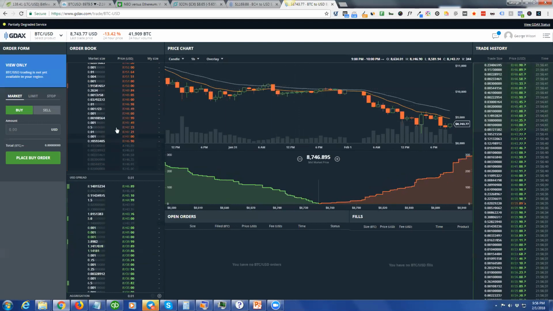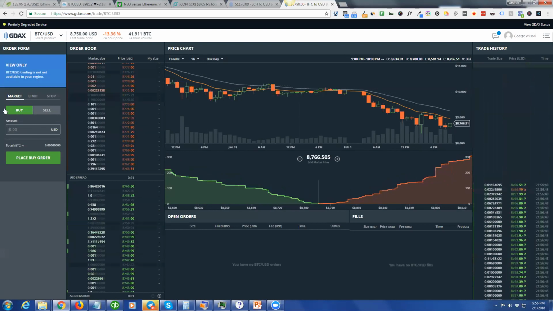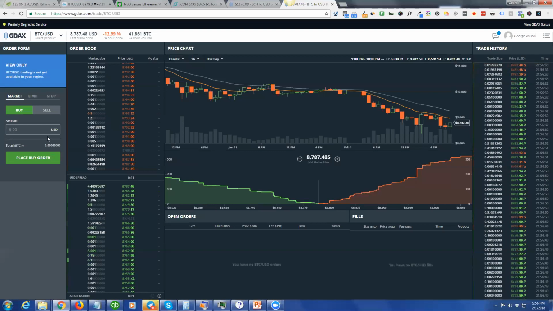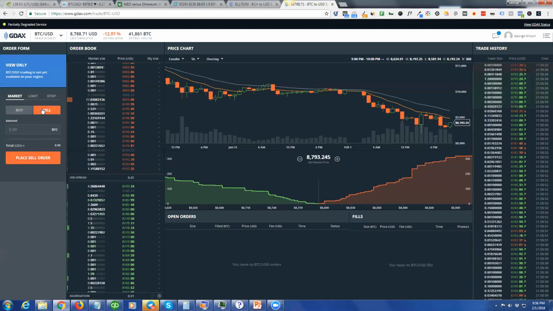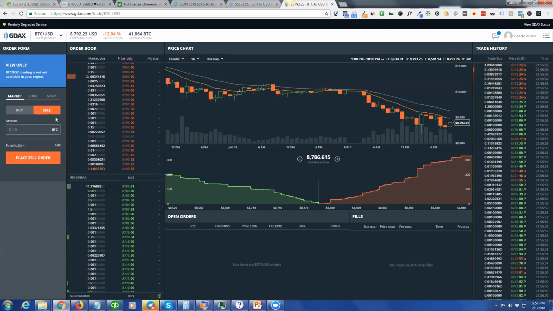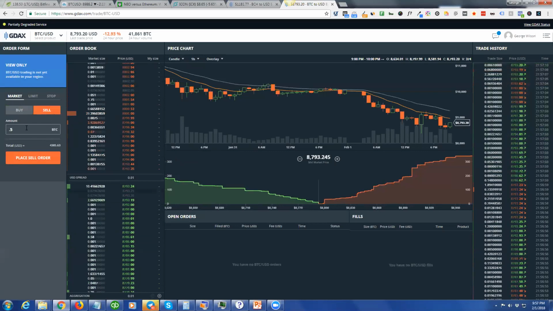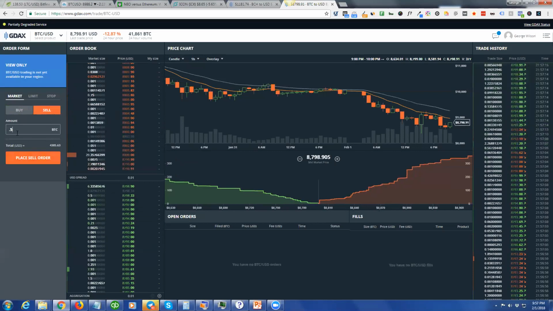If I want to do a market buy, which means that I want to buy, hang on here. Okay, so if I have 1 Bitcoin and I want to sell it, I can sell it. I'll just put 1 Bitcoin. Or if I have half a Bitcoin and want to sell it, I'm basically telling GDAX, because I'm doing a market order, sell it at whatever price you can get.